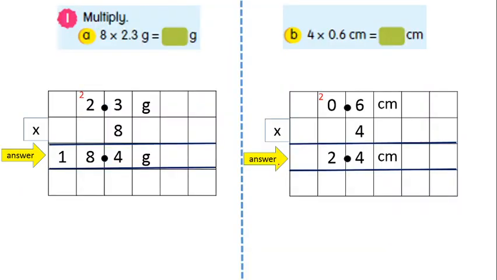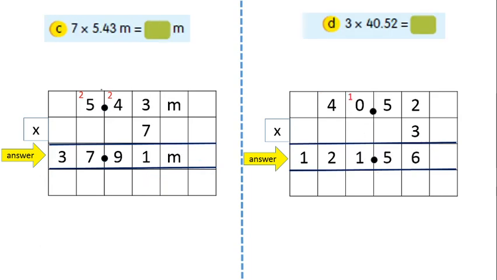Check your answer. Right, the first one, 8 times 2.3 gram. So you will have this answer. This one involves 1 decimal place. So the answer also has 1 decimal place. And then don't forget to write the unit, because the unit is important. The next one, question B, 0.6 cm times 4. Alright, the same as question A, 1 decimal place only. So your answer also has 1 decimal place, and don't forget to write the unit.